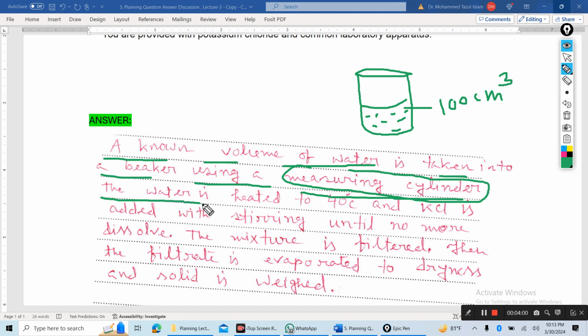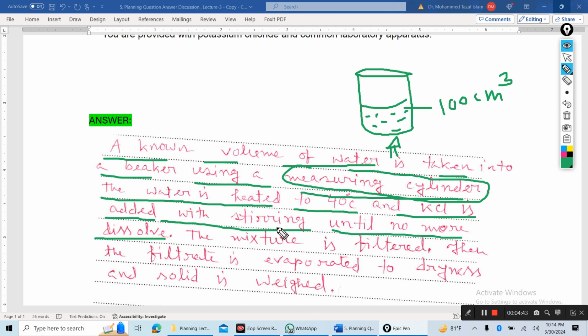Then the water is heated to 40 degrees centigrade. This water is heated up to 40 degrees centigrade. And potassium chloride is added with stirring until no more dissolves. You will heat water to 40 degrees centigrade, then you will add potassium chloride until no more dissolves.